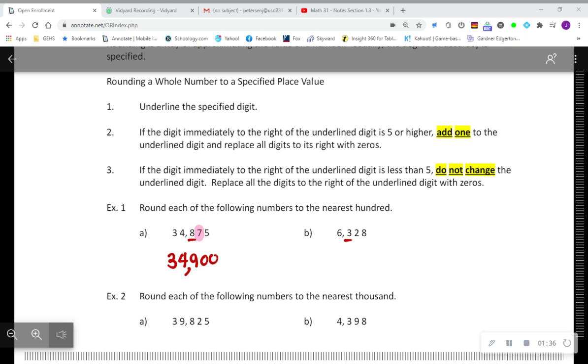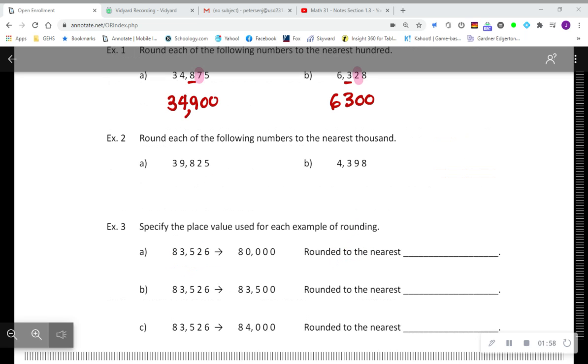This one is either going to be 6,300 or 6,400. And with the number that's next to it, that 2, anything 4 or lower, you don't make any change to the underlined digit. So we're going to keep the 6. The 3 does not change, and everything else becomes 0. So this one rounds to 6,300.